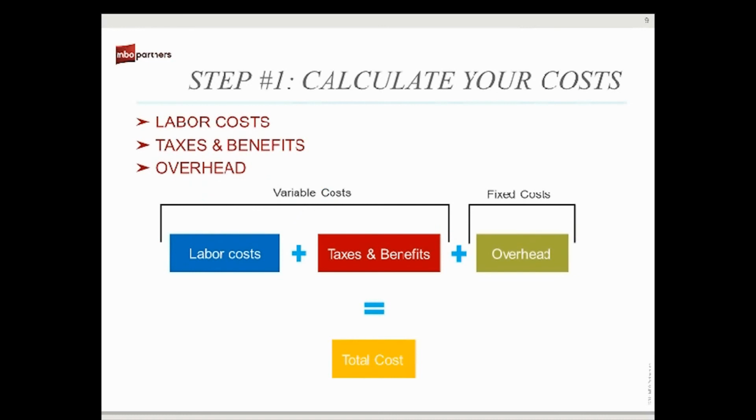This is the base equation for calculating your costs. There are two categories, variable costs and fixed costs, which you may remember from economics back in college. Variable costs are broken into two areas: labor costs, and taxes and benefits. We're going to get into a little more detail on what exactly those are. And fixed costs are overhead, things that aren't necessarily going to be invoiced to your clients, but are essential to running the business and keeping the gears running. You add those things together, and you get your total cost.